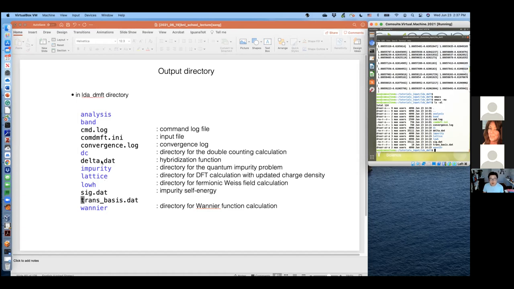And this delta.dat just has the hybridization function. And we have the impurity directory where we have all the input and output of the CTQMC solver. And we have the lattice directory where we have the FlapMBPT runs. And we have the low energy directory, which is the input and output for the ComLowH. And we have sigma.dat, which is the impurity self energy. And we have the Fourier function directory where we have input and output for the Fourier function calculation.